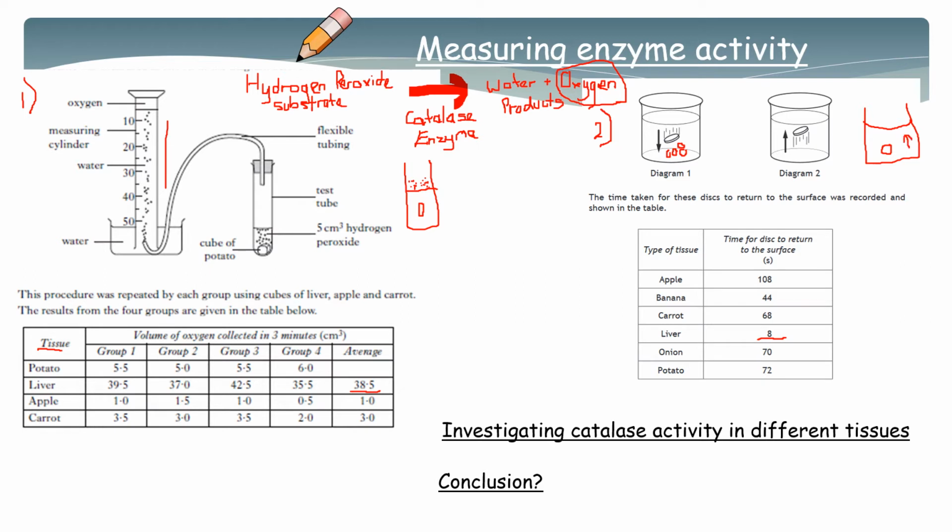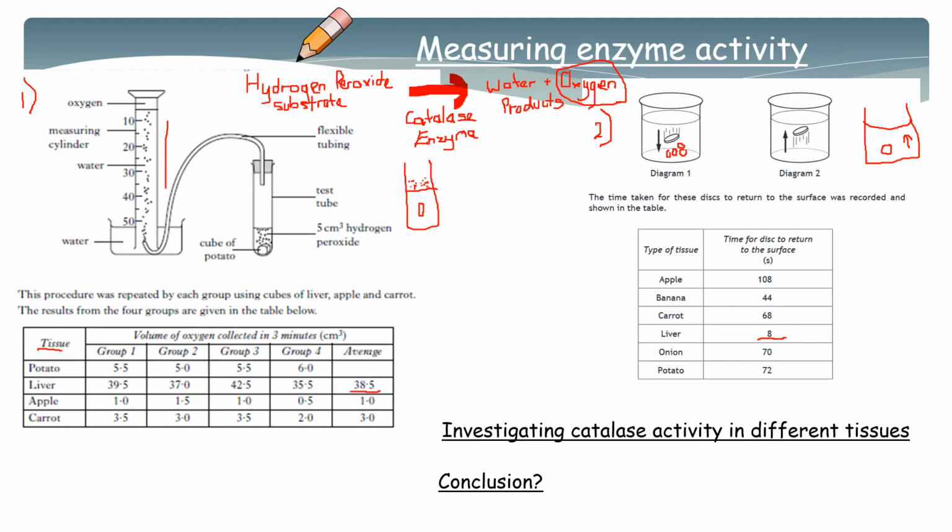So both experiments are measuring the oxygen level and how much oxygen has been produced, and both are measuring the enzyme activity, so the catalase activity, but they're completely different methods and you get completely different results, so be careful when you're looking at enzyme results.